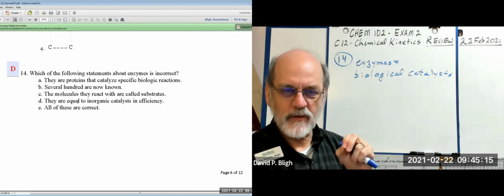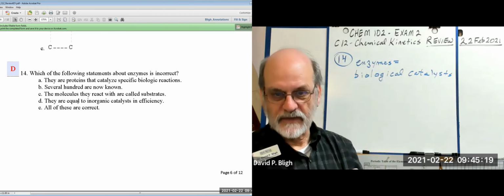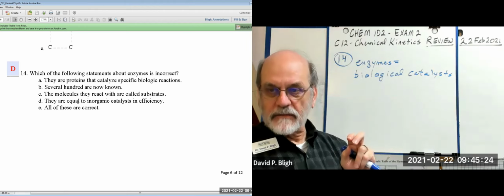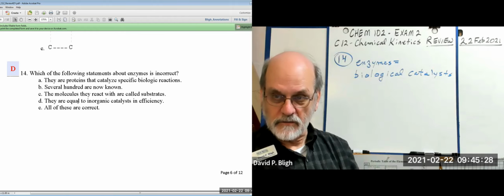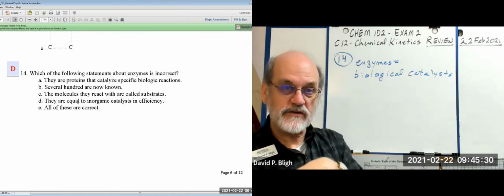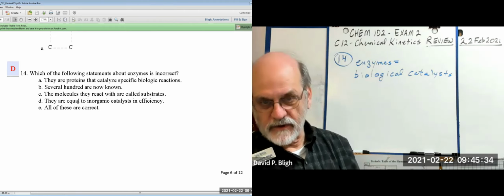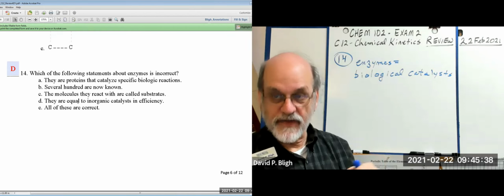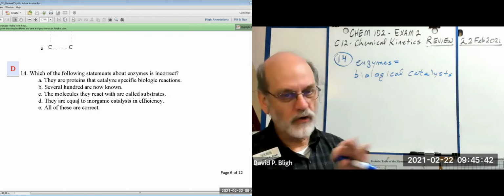The molecules they react with are called substrates. That's true. That's particular to biochemistry. When you're talking about a reaction, rather than reactants, which we reserve for discussions of inorganic chemistry and organic chemistry, biochemists prefer substrate as their reaction label. So A, B, and C are all true.